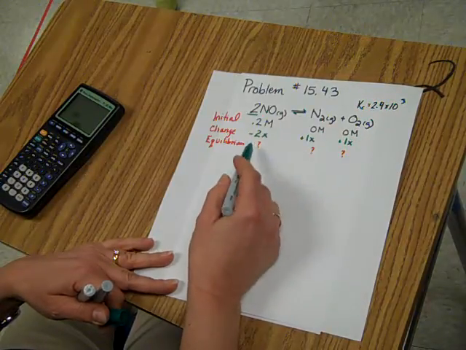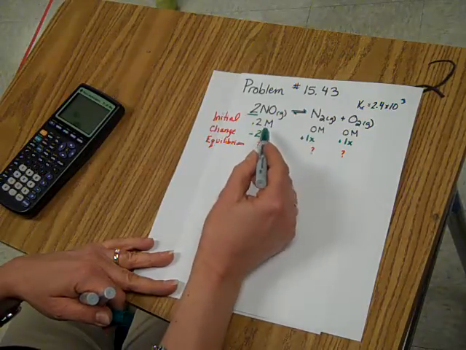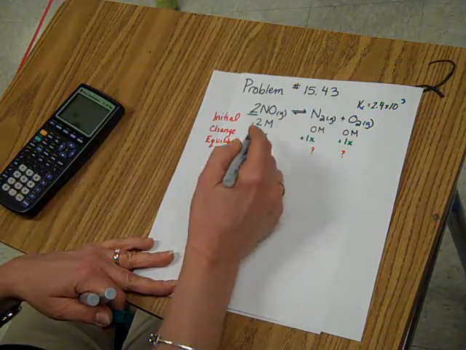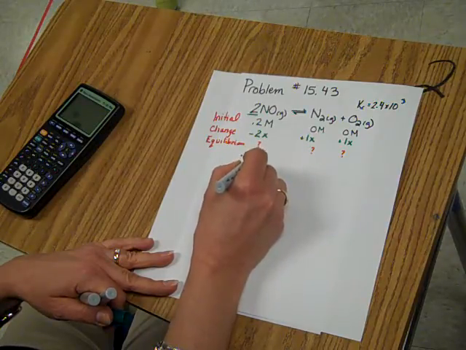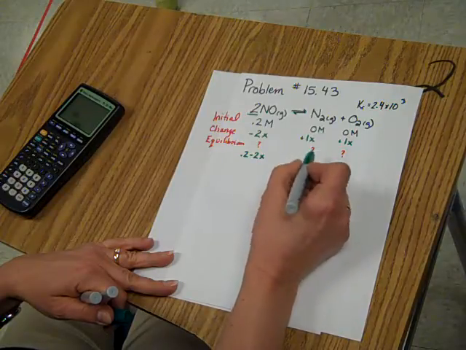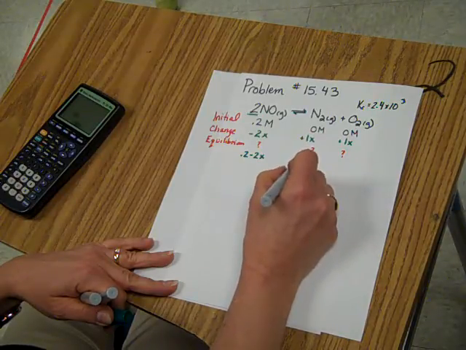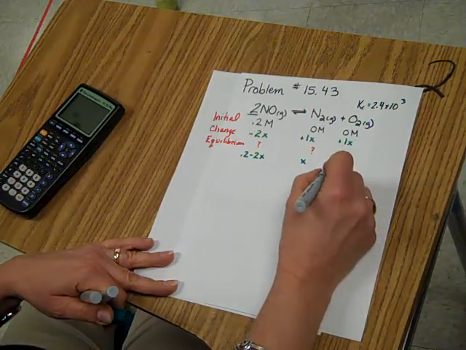So then we're just going to write an expression for our equilibrium concentrations. For NO, it's simply going to be 0.2 minus whatever 2x is. Our nitrogen is going to be 0 plus x. And our oxygen is going to be 0 plus 1x.